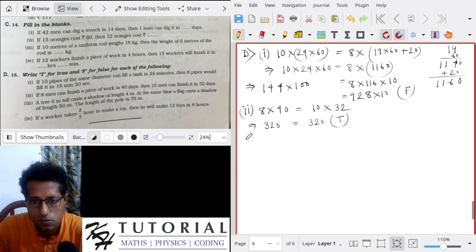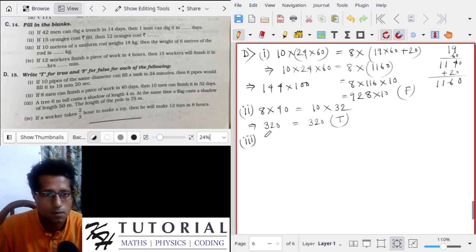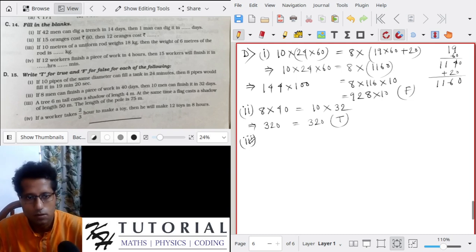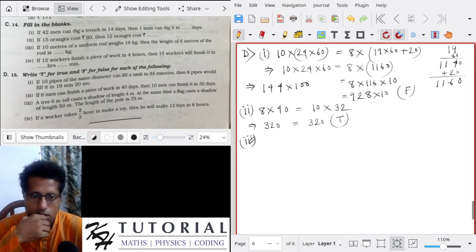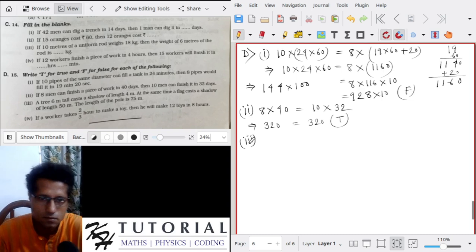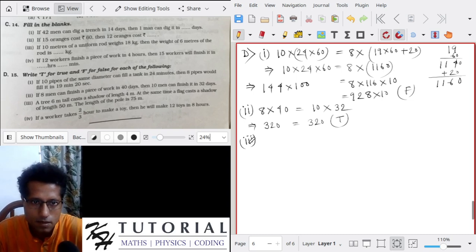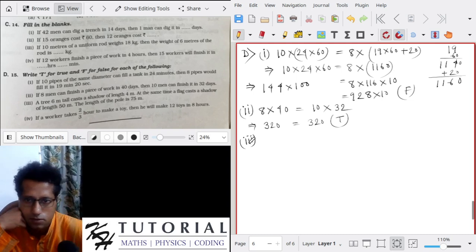Okay, so let's see part 3. A tree 6 meter tall casts a shadow of length 4 meter. At the same time a flag casts a shadow of length 50 meter. The length of the pole is 75 meter. I think it is given wrong. It is saying that a tree 6 meter tall casts a shadow of length 4 meter.